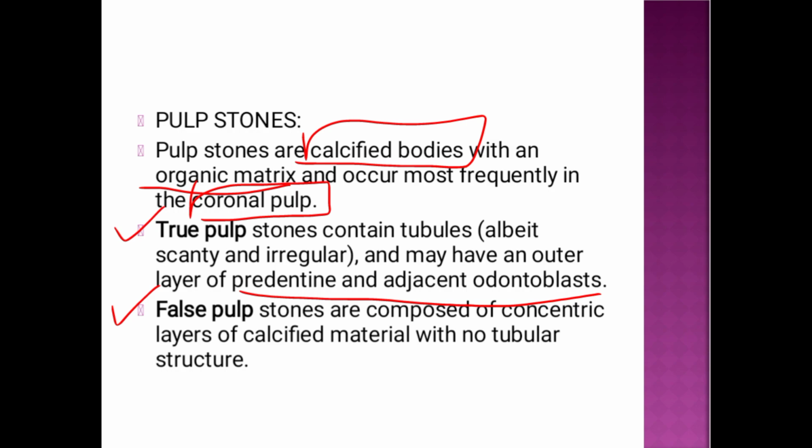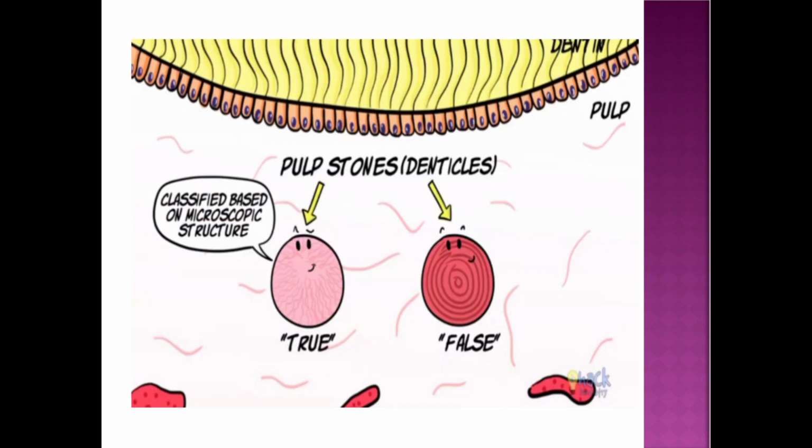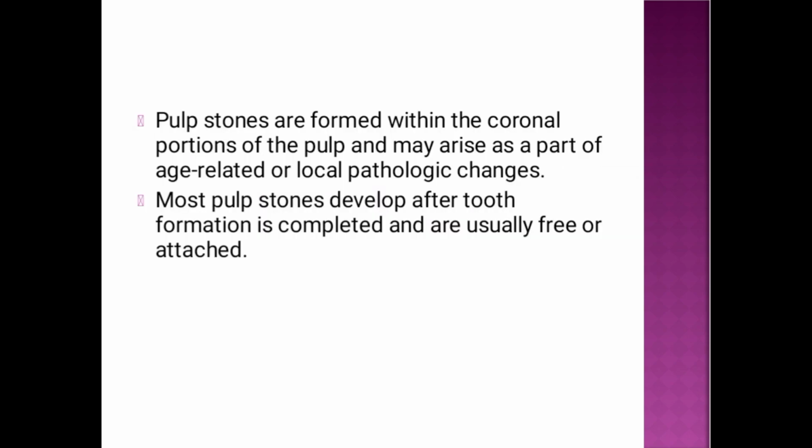False pulp stones are composed of concentric layers of calcified material with no tubular structure. This means the true pulp stone has the tubular structure, but the false pulp stone does not have any tubules. It is classified on the microscopic structure. Pulp stones are formed within the coronal portions of the pulp, and they are related either to age or to local pathogenesis.